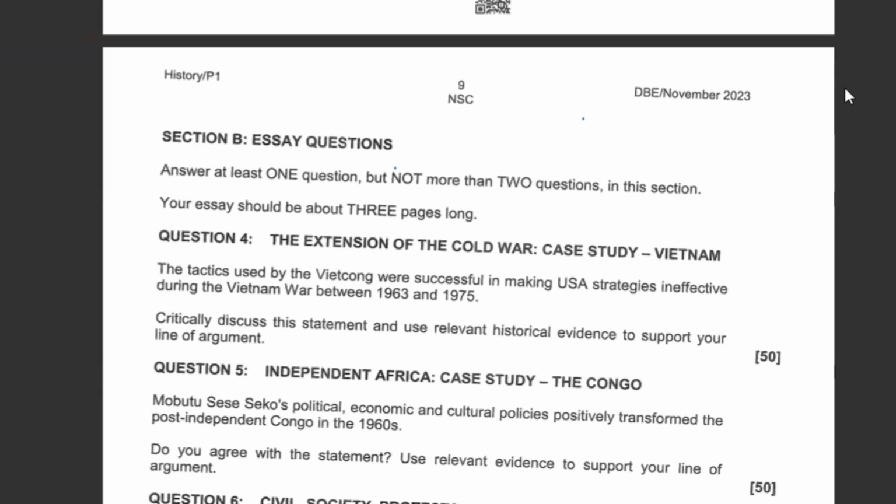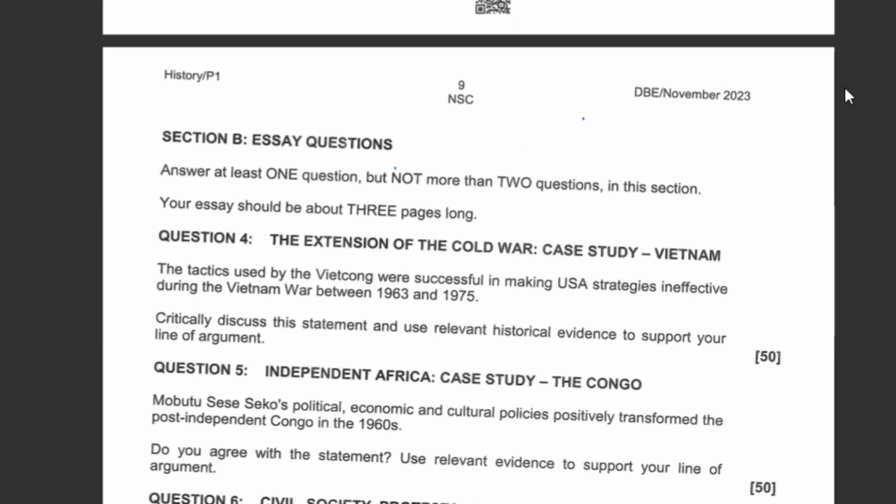We have to analyze the question first before we go into the possible solutions. The question says, the tactics used by the Viet Cong were successful in making USA strategies ineffective during the Vietnam War between 1963 and 1975. Critically discuss this statement and use relevant historical evidence to support your line of argument. Right.